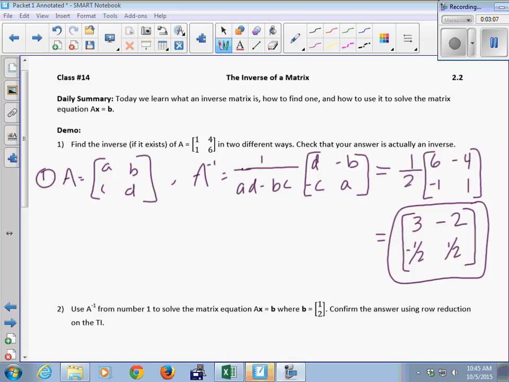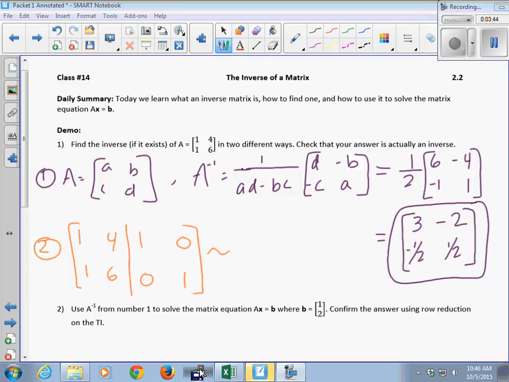Okay, so that only works for a 2 by 2. I'm going to show you another method, and the other method can work for any square matrix. Yes, only a square matrix can have an inverse, but not every square matrix has an inverse. Okay, so method 2, you set up an augmented matrix, and we put the given matrix [1, 4; 1, 6] augmented with the 2 by 2 identity matrix, which is 1s on the diagonal, 0s everywhere else. And then you row reduce it.